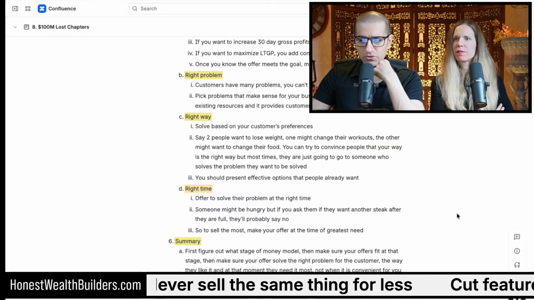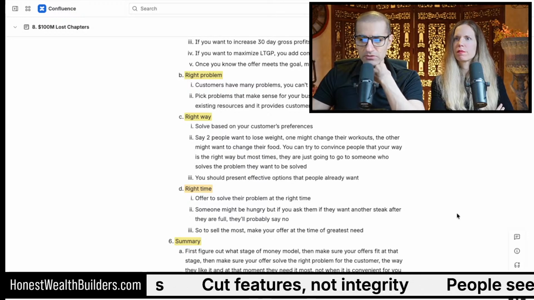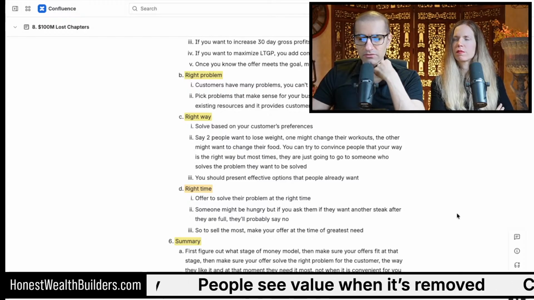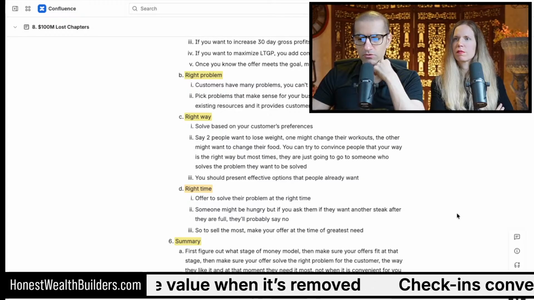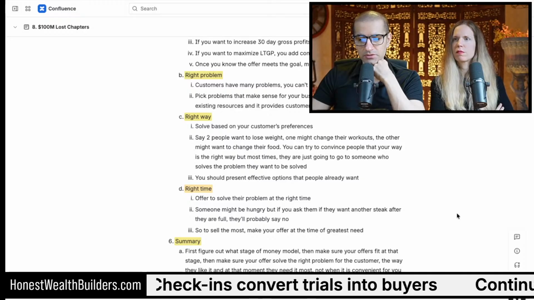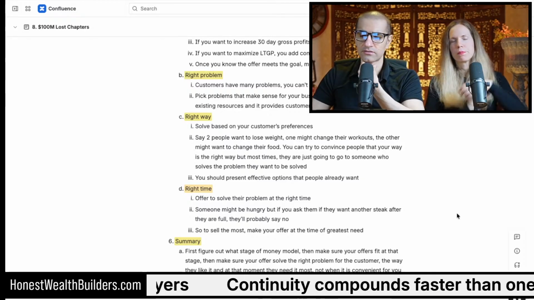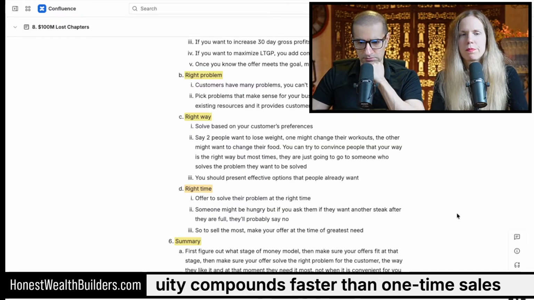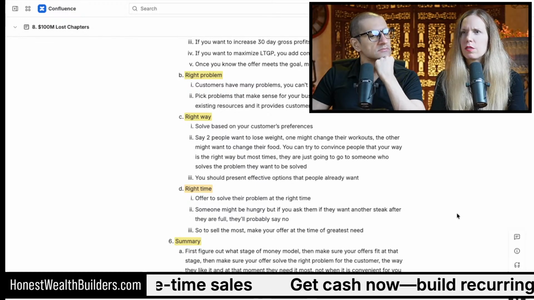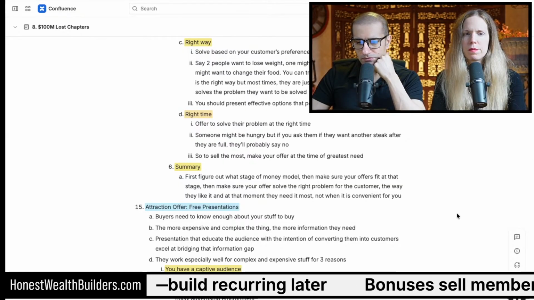Right way. Solve problems based on customers' preference. Say 2 people want to lose weight. One might want to change their workouts. The other might want to change their food. You can try to convince people that your way is right, but most of the time they're going to go to someone who solves the problem the way they want it solved. You should present effective options that people already want. Any examples come to mind for this, Erica? Maybe the most obvious example is trying to have one-size-fits-all owner financing terms. Yeah, that's a good one.